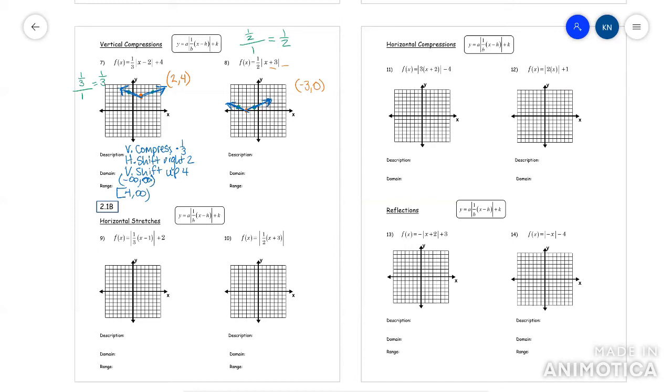The description, this was a vertical compress as well, times a half. Then you also had a horizontal shift, left 3. Domain was all reals. The range is everything from 0 to positive infinity, like that.